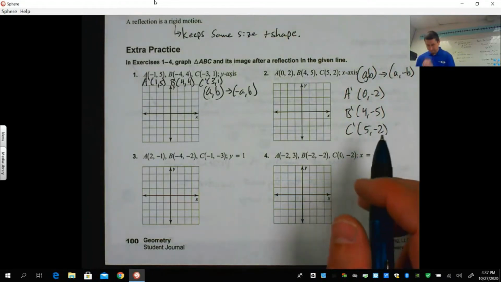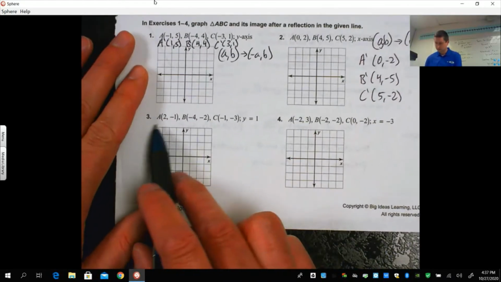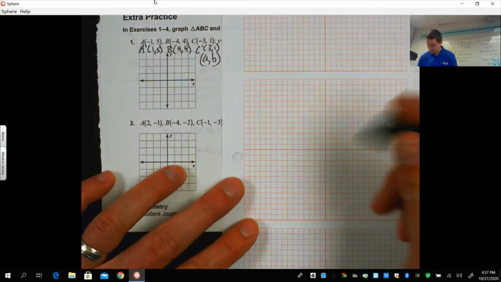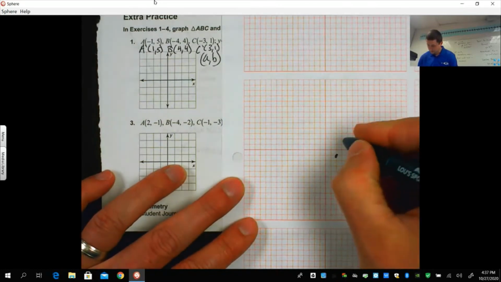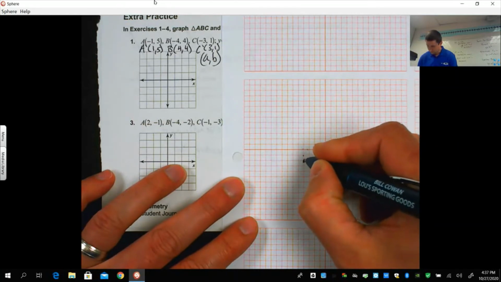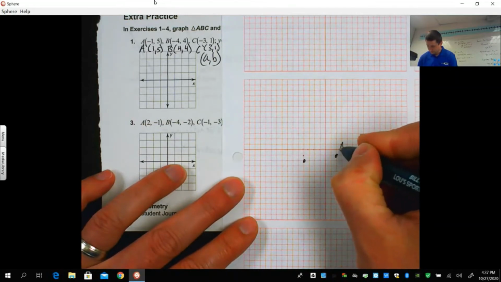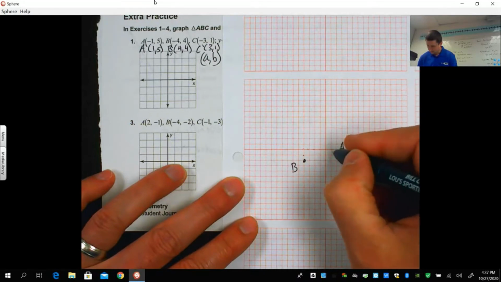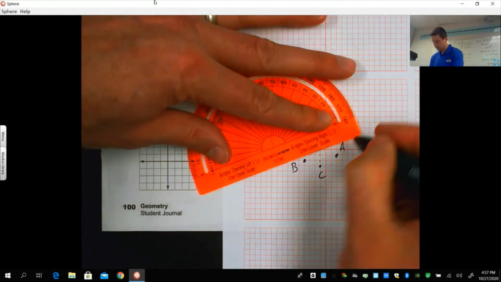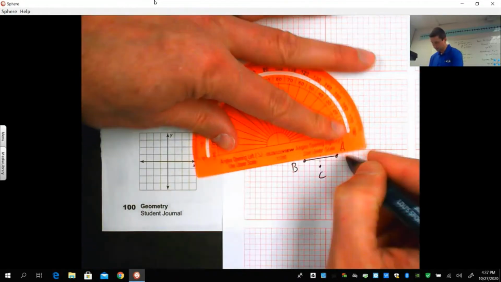Okay. Here's a few new ones here. Notice, here's our triangle. Notice it's not a specific rule here. Reflecting it over the line y equals 1. So I'm still going to put these points on here. A is 2, negative 1. B is negative 4, negative 2. There's A. There's B. C is negative 1, negative 3. There's my triangle.